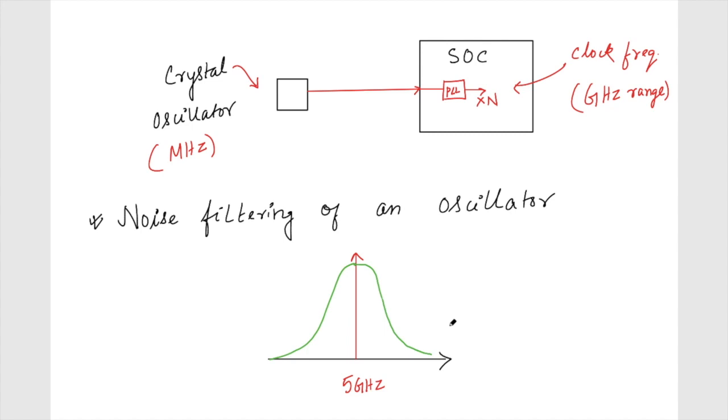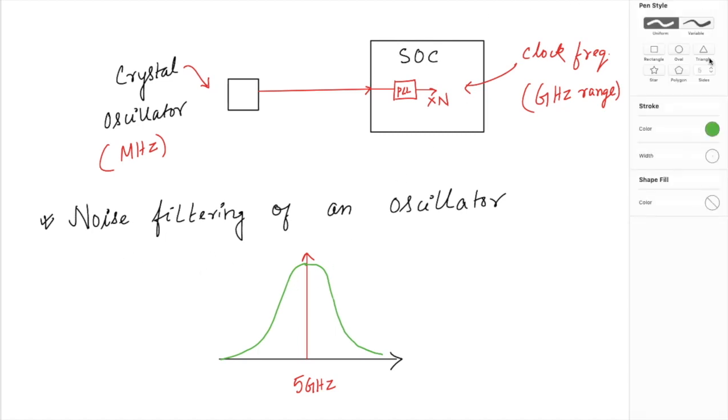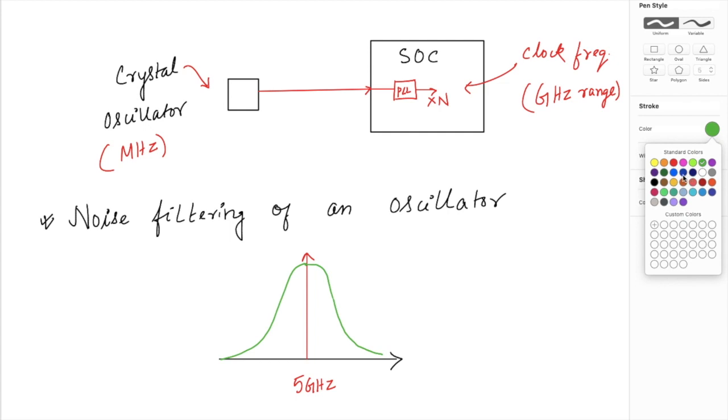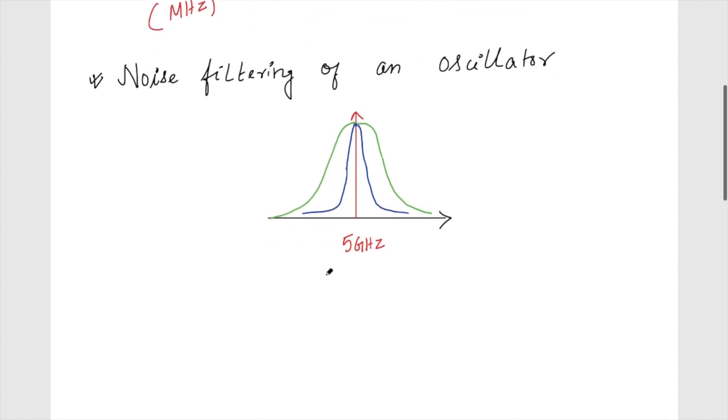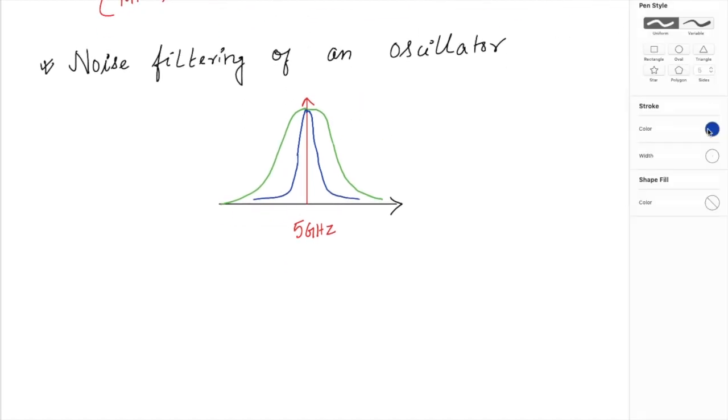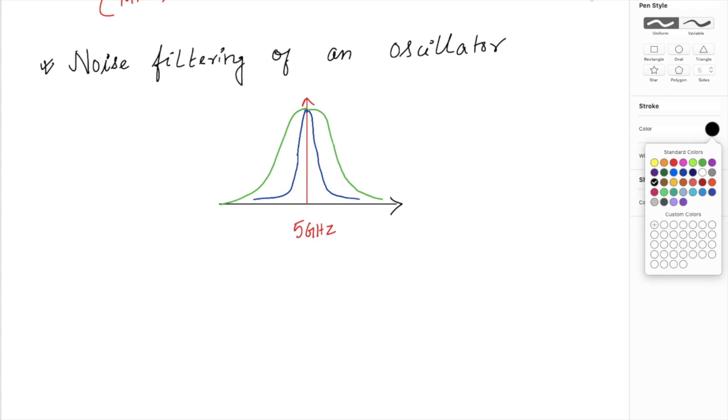But with the help of the PLL, we can filter out and shape it and make it much sharper, make it operate only at a particular frequency, so we can filter out this noise. So this is one of the applications of the PLL. The other very important application of a PLL is clock recovery in serial links.